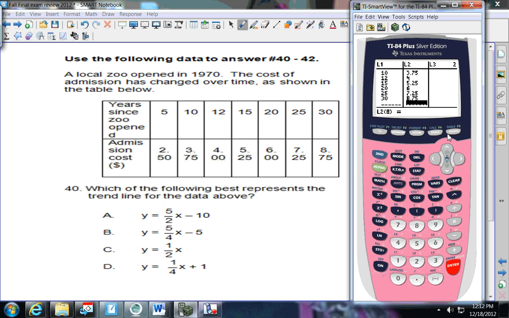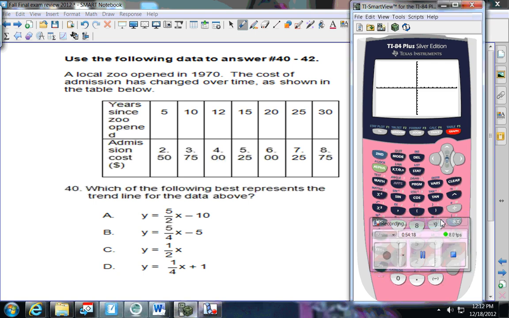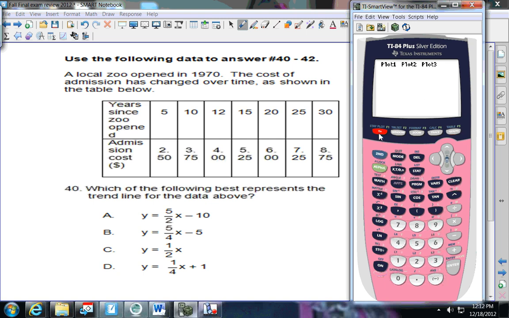Now, when I press graph, I don't see anything. What do I need to do to make my points show up on the graph? I got to change my stat plot first. Go to y equals, go up to plot one. Some of you guys are like, oh, yeah, I forgot about that. Press enter, press graph. Well, I only see one of them right here, or two, one and a half. All right. So let's go to our window settings. The smallest x number I have is 5. So I'm going to put in there a 0. The largest x number, it goes up to 30. So I can go up to 31. Doesn't really matter. I'll still go by ones.